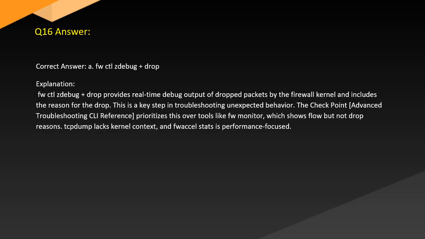Answer. Correct answer: fw ctl zdebug + drop. Explanation. fw ctl zdebug + drop provides real-time debug output of dropped packets by the firewall kernel and includes the reason for the drop. This is a key step in troubleshooting unexpected behavior. The Check Point Advanced Troubleshooting CLI reference prioritizes this over tools like fw monitor, which shows flow but not drop reason. tcpdump lacks kernel context and stats is performance focused.